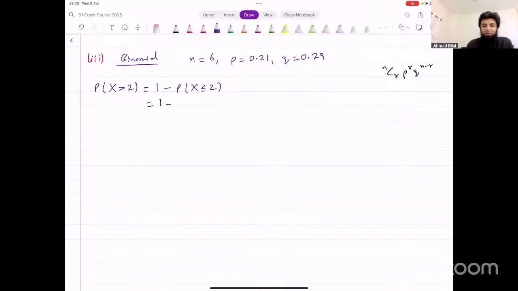1 minus probability of x equals 0 and x equals 1 and x equals 2. You can subtract these 3 probabilities from 1, and that will give you the same result as well.